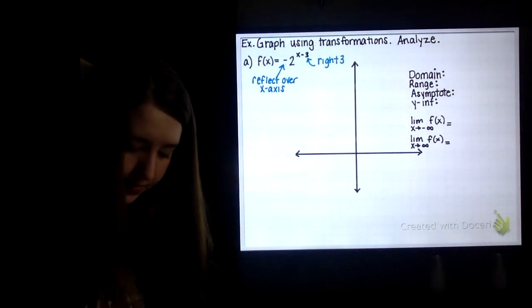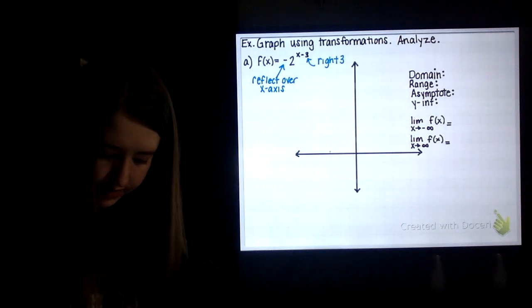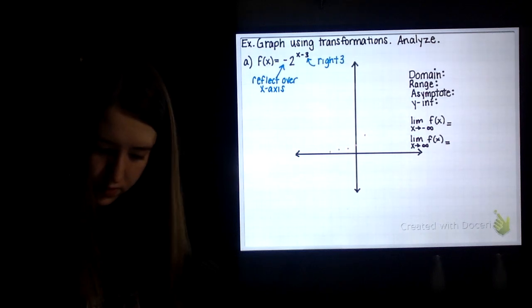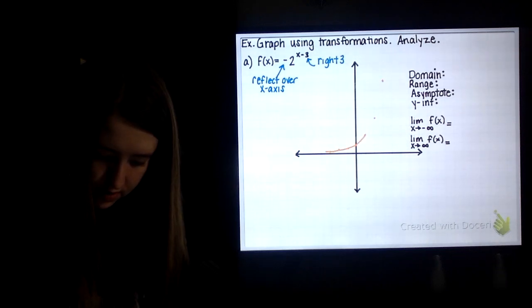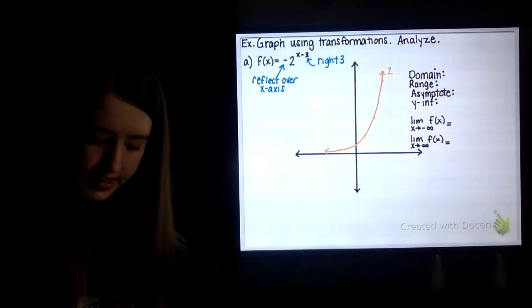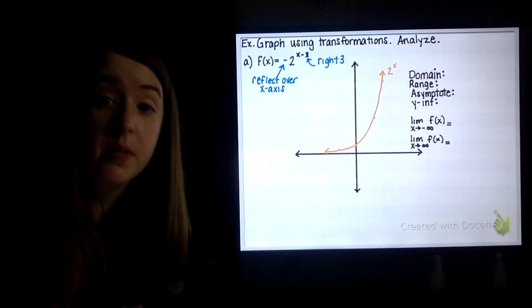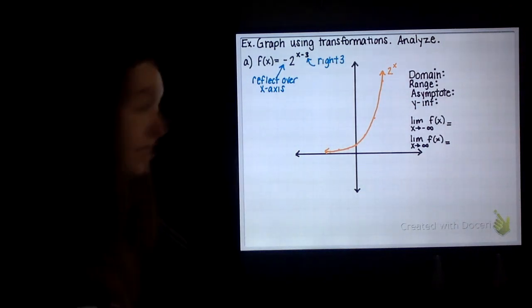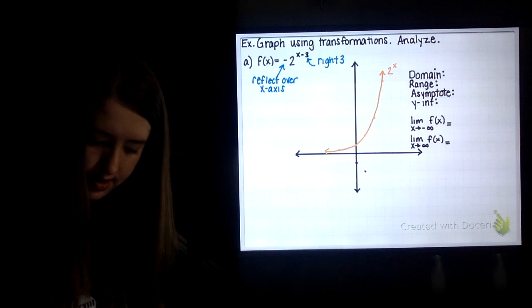So just a moment ago, our plain old function, that orange function, this is 2 to the x. Now we're going to go through and perform these operations. The first thing we're supposed to do is reflect it over the x-axis. So let's do that.